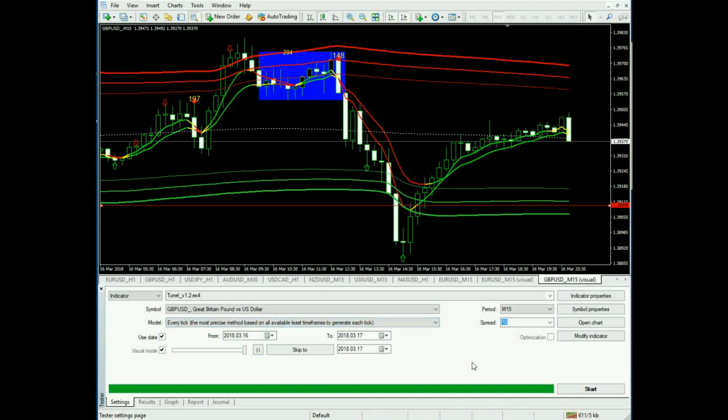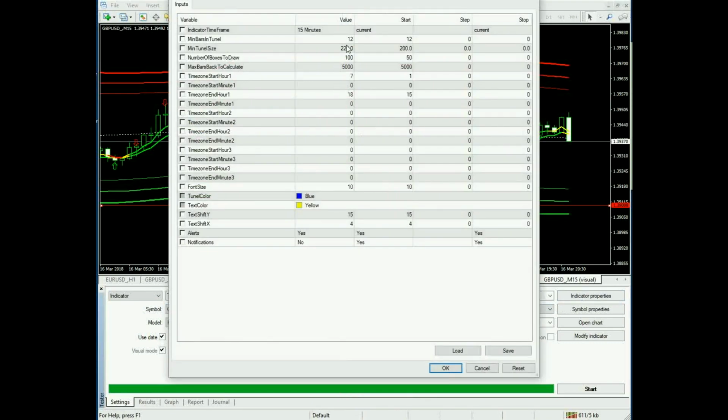For example, today was the 16th, so we have Friday the 16th. We're going to test the indicator on the market, only one day, in order to have some idea. Okay, so this is the 16th, 17th. We have pound dollar, and the setup for the indicator. This is for the tunnel.